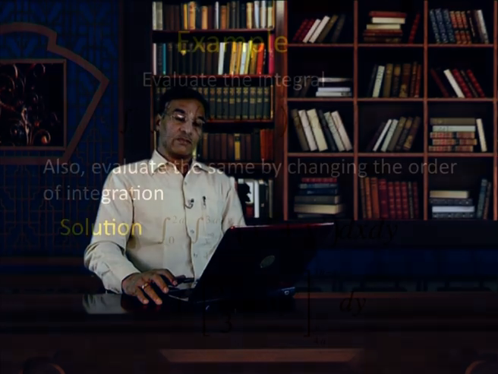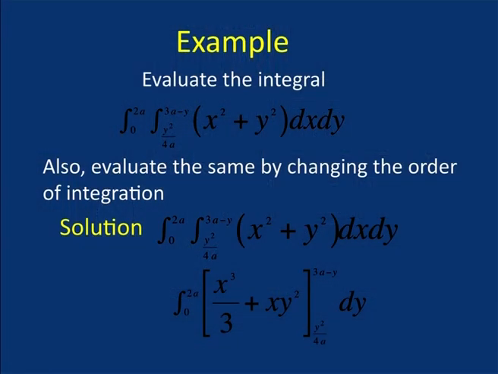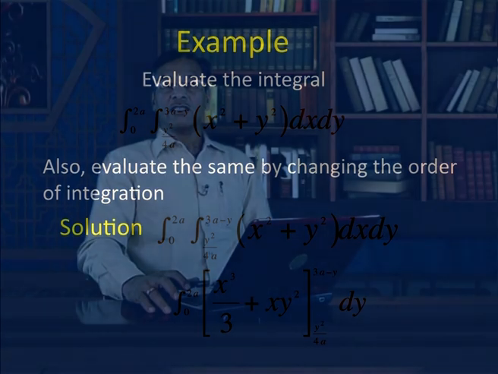Now, I am going to explain the evaluation of double integration using the procedure as follows. Evaluate the integral from 0 to 2a, integral from y squared upon 4a to 3a minus y, of the integrand x squared plus y squared dx dy. Since here the inner limit is with respect to y, that is, x is a function of y, we will integrate first with respect to x and then with respect to y as follows.